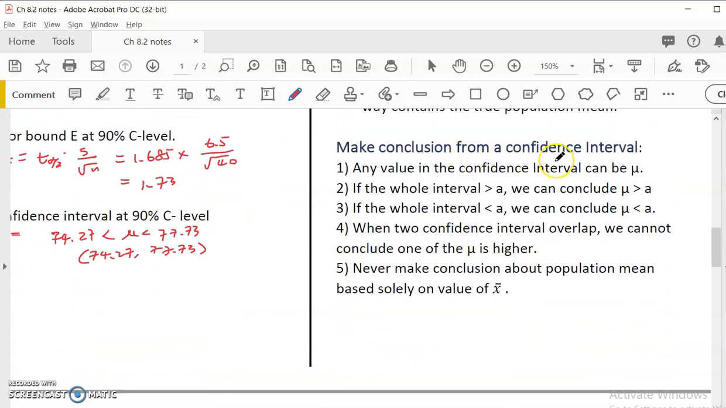Okay. To make a conclusion is the same as before. You have to look at the whole interval. So if the whole interval is greater than a number, then you say mu is greater than that number. If the whole interval is less than a number, you say it is less. And any value in the confidence interval can be mu. So remember, the confidence interval tells you that your mu falls into one of the values. So one warning is never make a conclusion about the population mean solely based on the value of x bar.